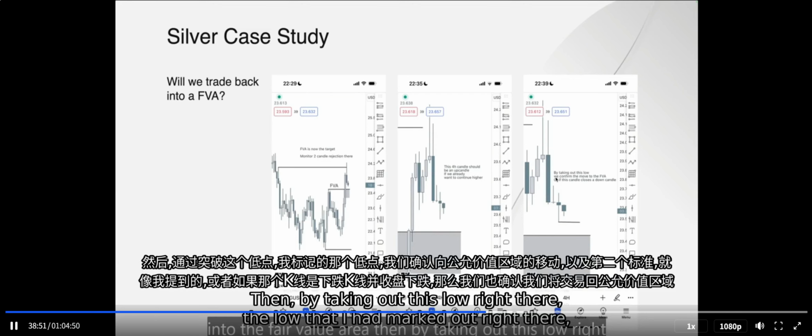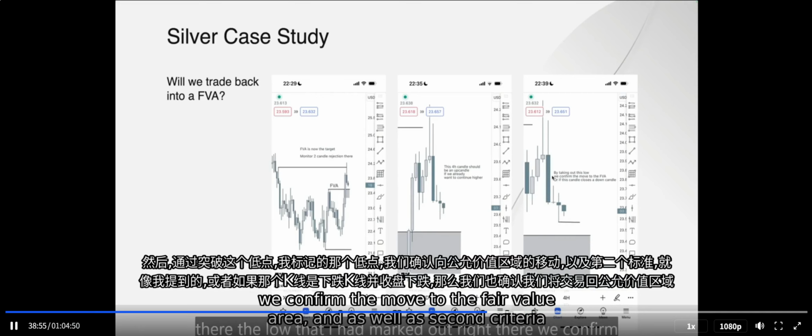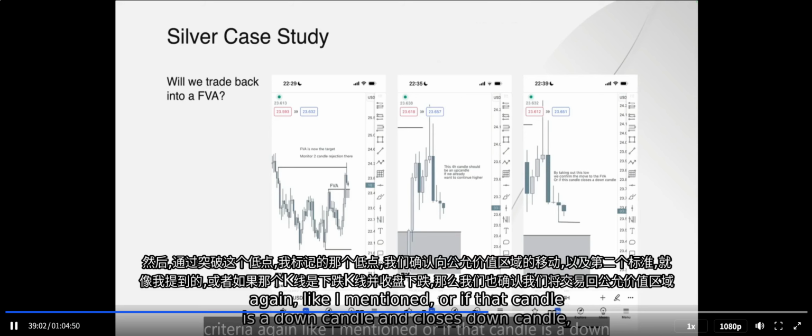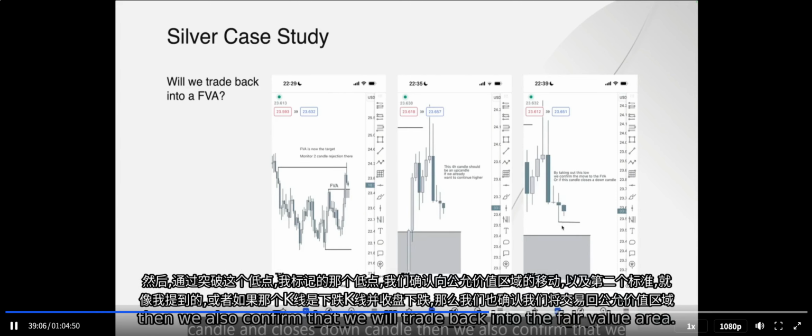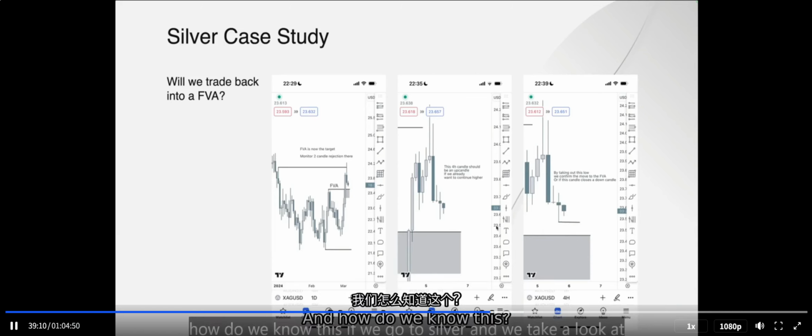Then, by taking out this low right there, the low that I had marked out right there, we confirm the move to the fair value area. Or, as well, the second criteria, like I mentioned, if that candle is a down candle and closes as a down candle, then we also confirm that we will trade back into the fair value area. Now, why is that? And how do we know this?